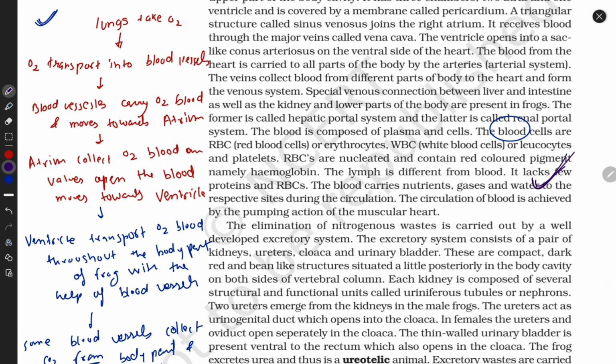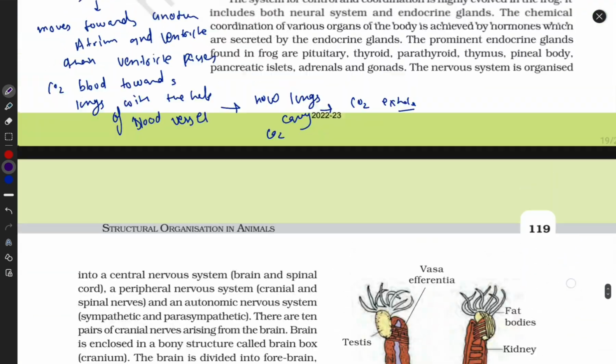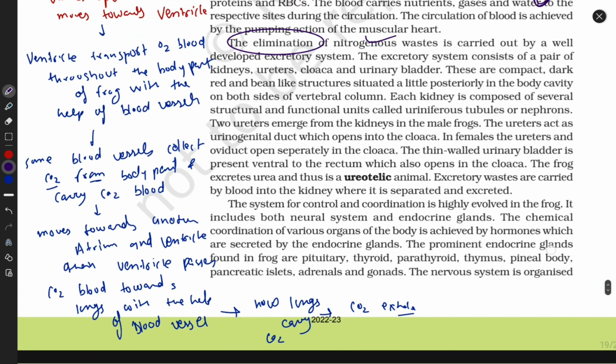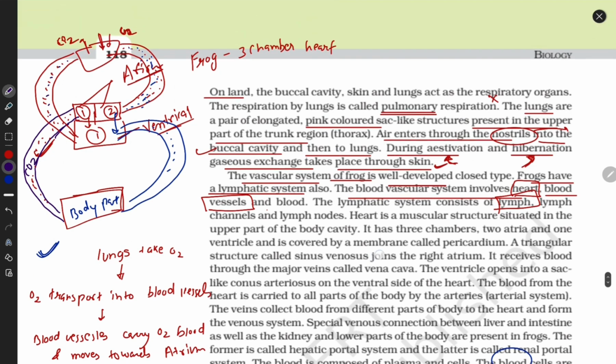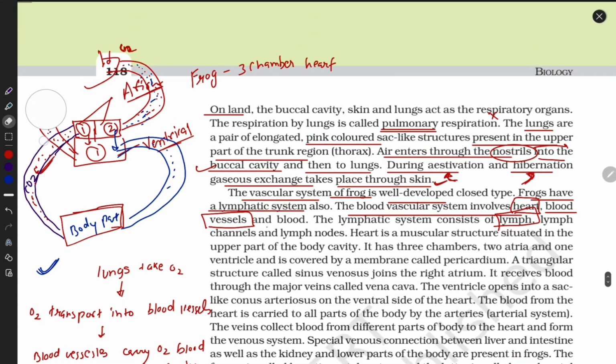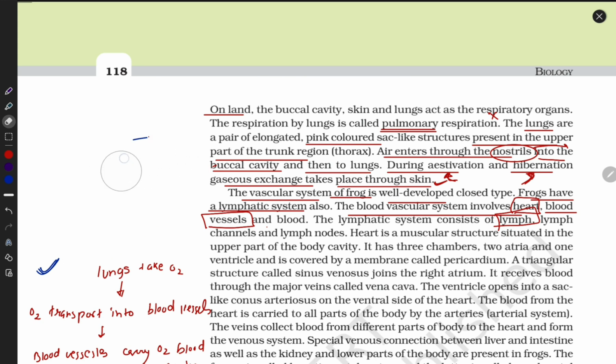I already discussed this. Now next is the excretory system of frog. This is our reproductive system. Guys, listen to me carefully. I'm drawing the excretory system of frog here. This is a chart of the vascular system; I don't remove this. Now let's draw the excretory system of frog.